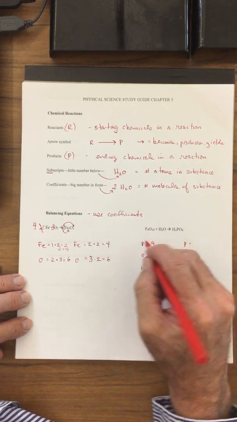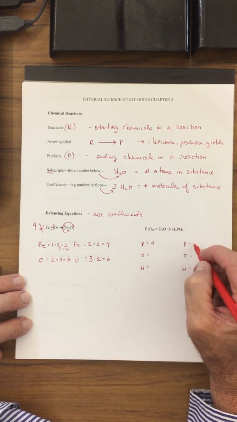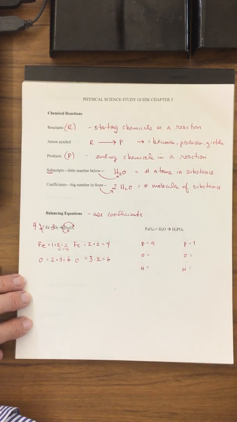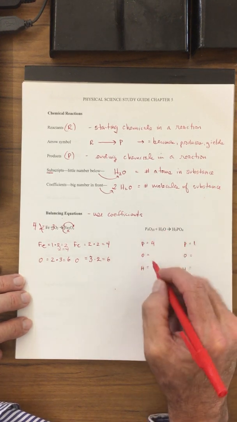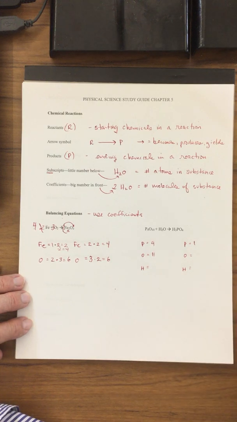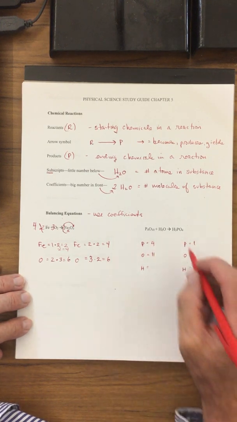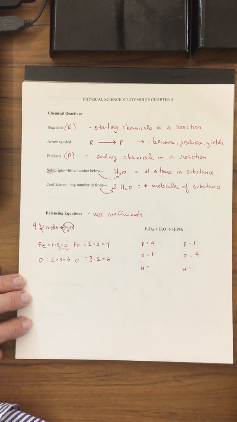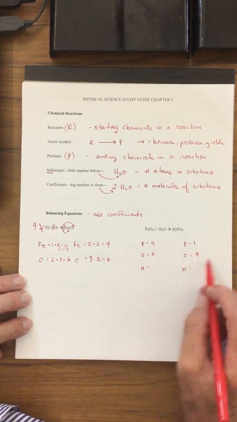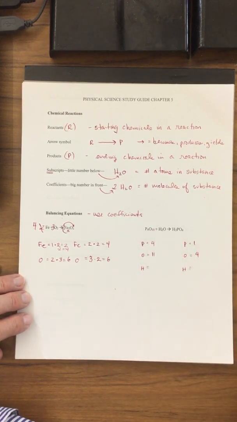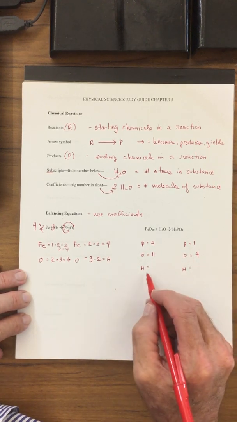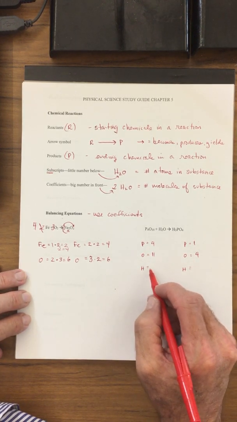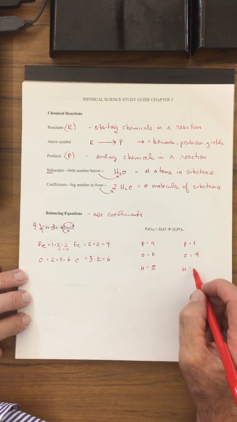I have 4 phosphoruses here, and I have 1 phosphorus there. Here, this is kind of strange, I have 10, and then I have 11 phosphoruses, 11 oxygens. And on the other side, I have 4. This is going to be really hard to balance because I have oxygen that's in both of those molecules. So we'll try to balance that one last. Hydrogens, I have 2 over here, and I have 3 over here.